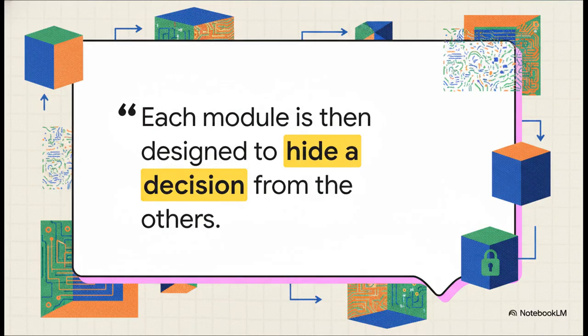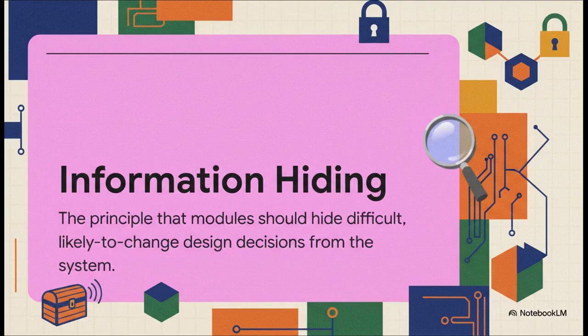Listen to this quote directly from the paper. "We propose instead that one begins with a list of difficult design decisions. Each module is then designed to hide such a decision from the others." So get this, he's saying don't start with the process, with the flow. Start by listing the things that are hard, the decisions you're not sure about, the things that are most likely to change. And then you build each module specifically to hide one of those decisions from the rest of the system. And that right there, that's the core of what he called information hiding.